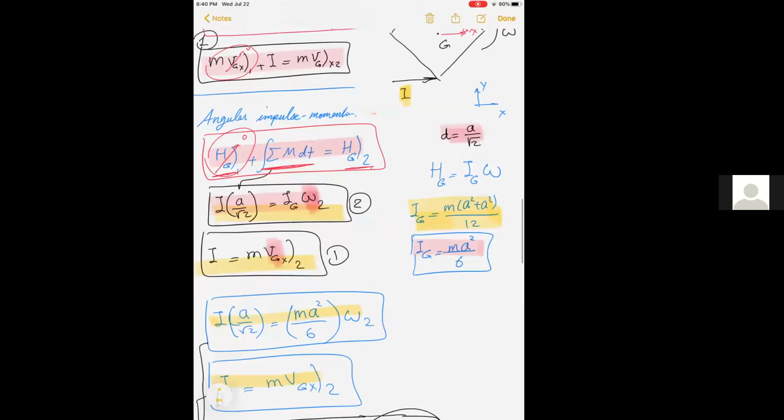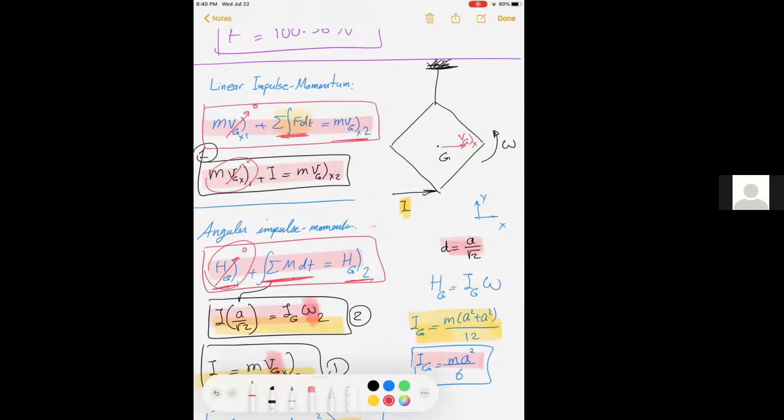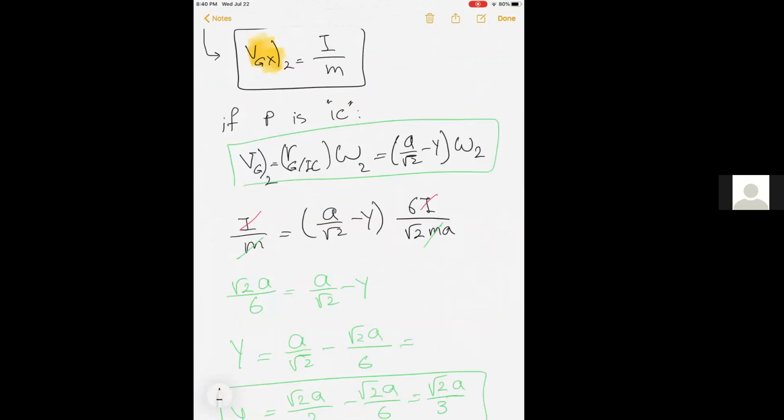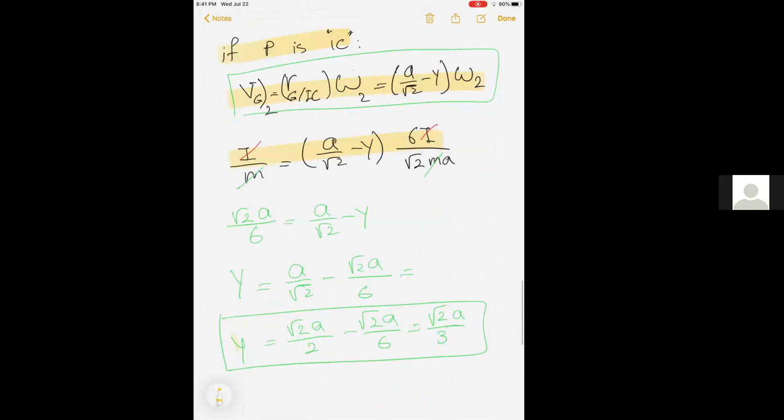But the problem asks, what is the location of the point P, which is the center of rotation? So technically your P is IC, right? And if this is IC, it looks like at this moment your G is rotating about this point. You have the omega, you have the VG, you can relate them, considering this IC condition, and find your y. The rest is just simple calculations to get your y.